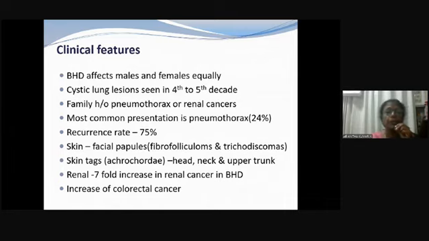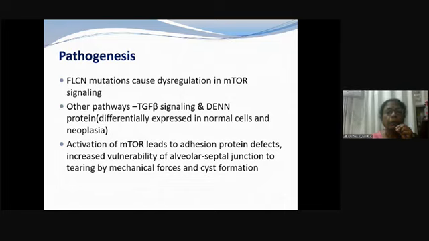So here the pathogenesis is because of the FLCN mutations causing again dysregulation in the mTOR signaling. Other pathways implicated are the TGF-beta and the DEN, that is differentially expressed in normal sense and neoplasia. So because of the activation of mTOR, there is adhesion protein defects, and that causes an increased vulnerability of the alveolar septal junction to tearing forces during the respiratory cycle and subsequent cyst formation.